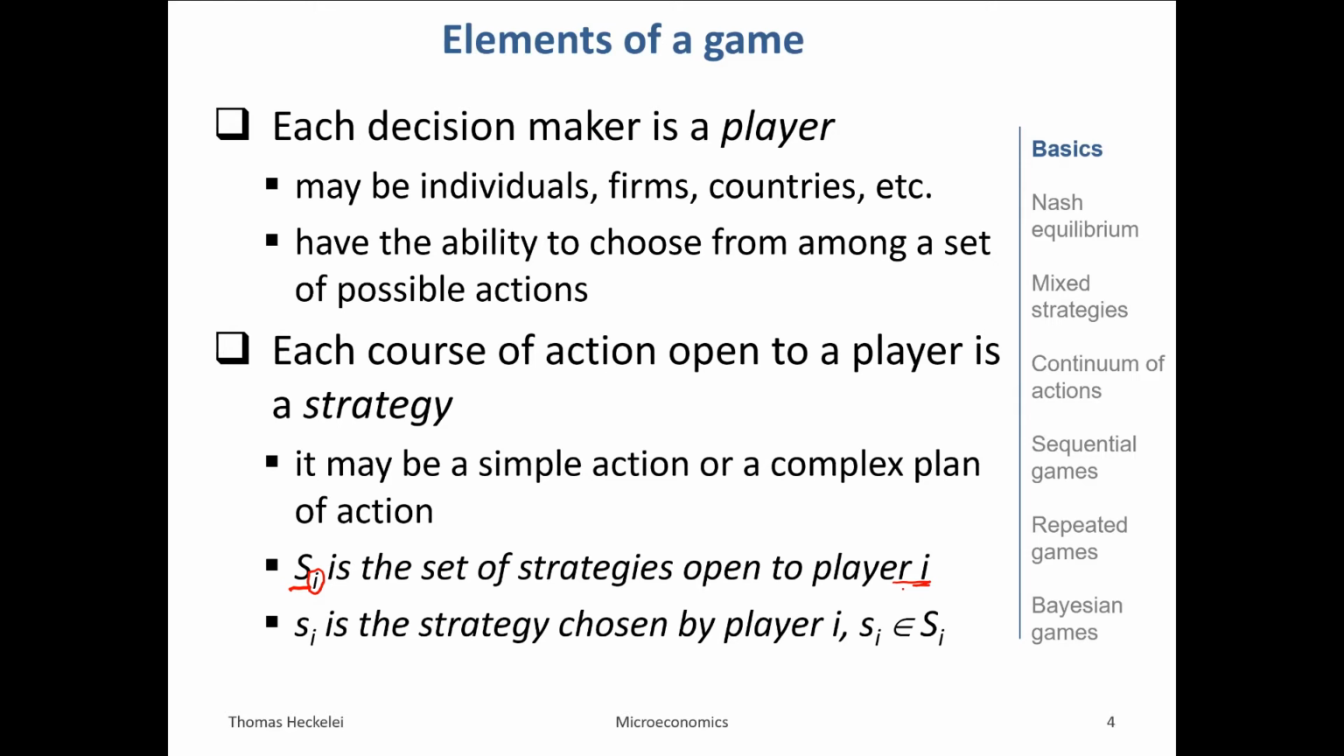And within this set, a strategy chosen to play or to act by player i is denoted as the small s, again with the index i for player i. Just introducing to you some notations so that you understand what's happening when they are used more and more later.